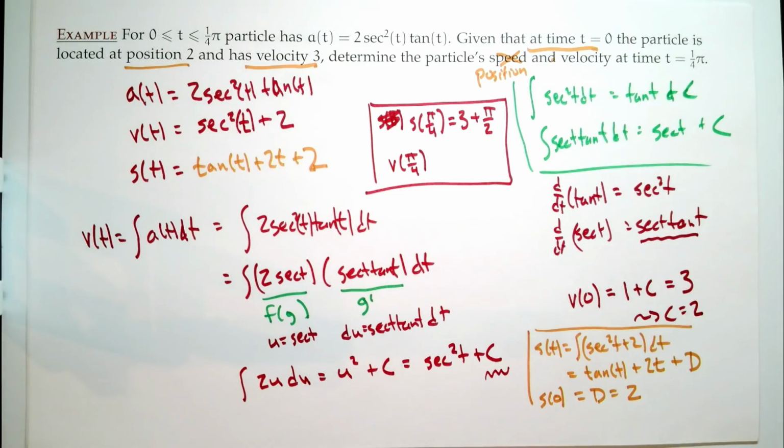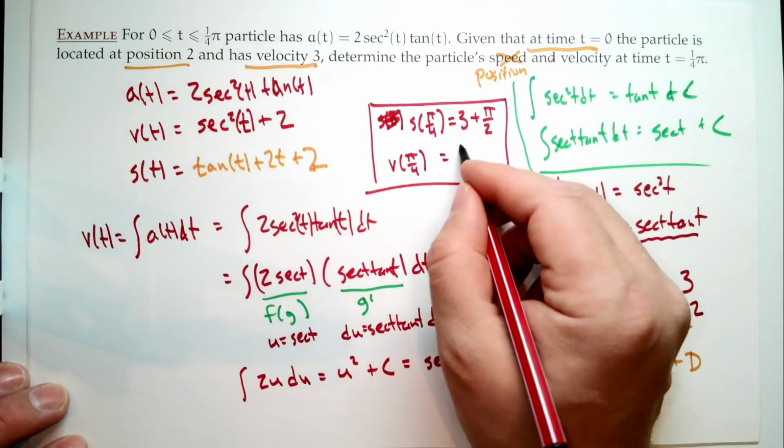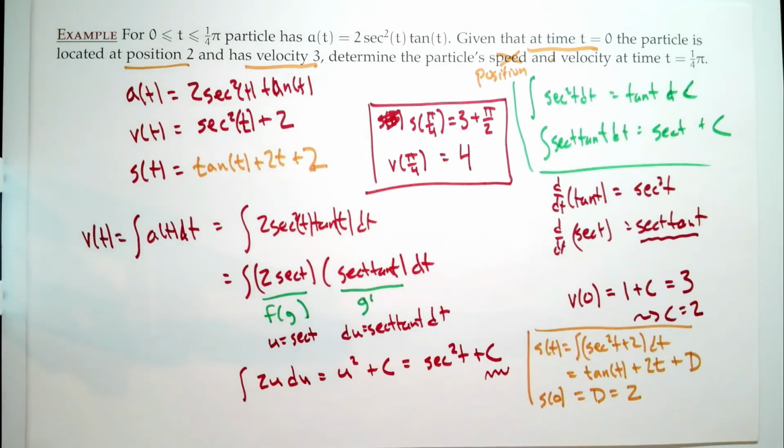It's square root of 2. Square root of 2 squared is 2, plus another 2 makes 4. And there's our answer, our position and our velocity.